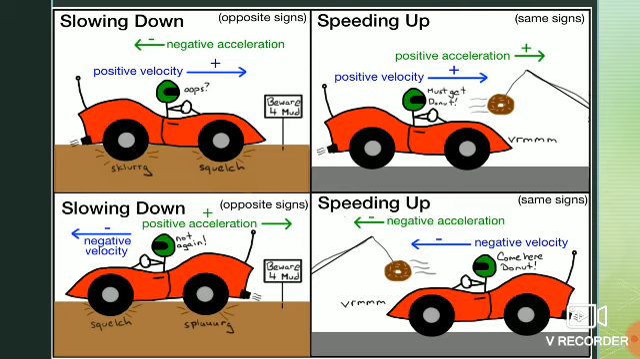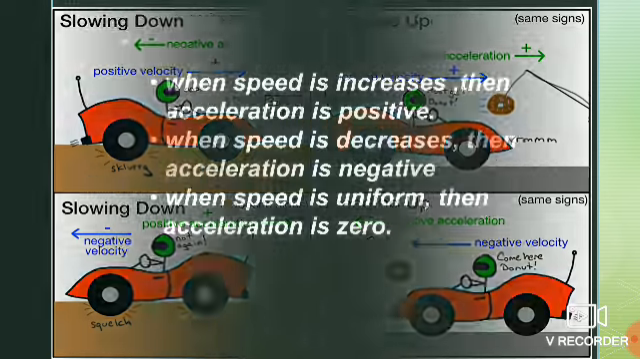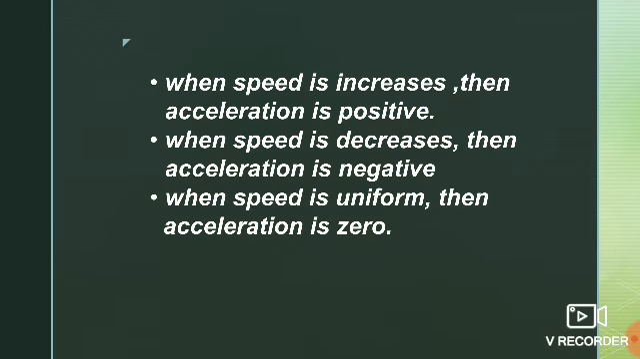When do you say zero acceleration? If the velocity of an object does not change with time, then it is said to be zero acceleration. Students, today we have learned about the three types of acceleration. In other words, when speed increases, acceleration is positive. When speed decreases, acceleration is negative. When speed is uniform, acceleration is zero.